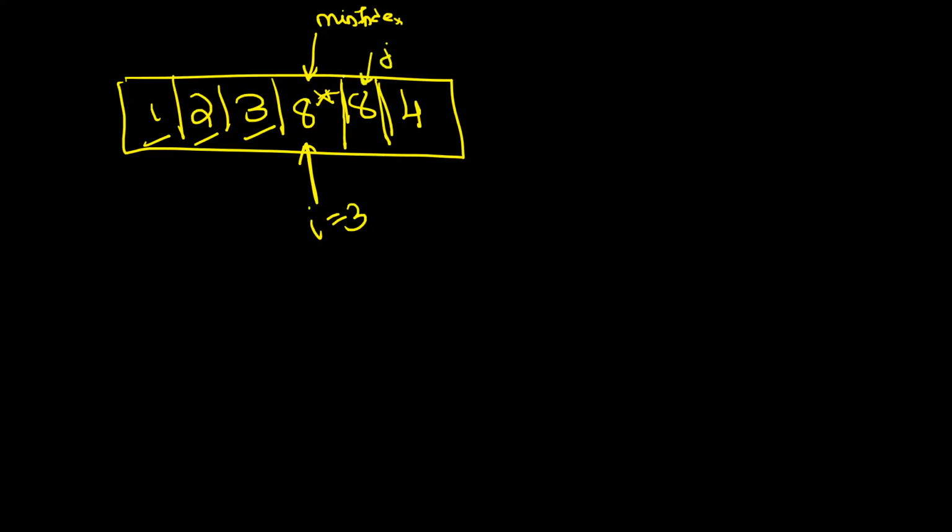See guys, my search space was actually this entire region. But why am I starting J from I plus 1? Can anybody tell me? My ideal search space was from index I till index n minus 1. That is my search space. But why am I starting J from I plus 1? Because I have already assumed that the 8 star can be the minimum element. Min index is already pointing at I. Now J starts from here.